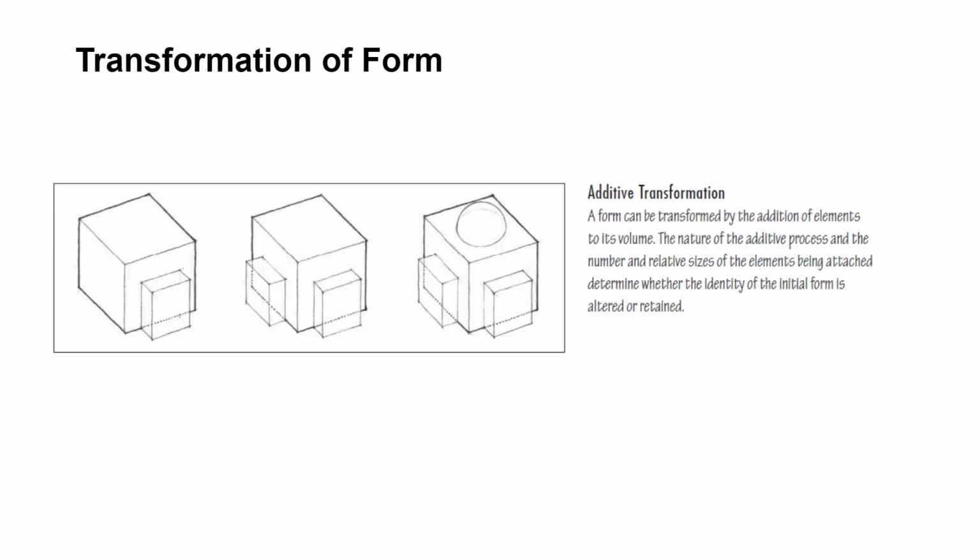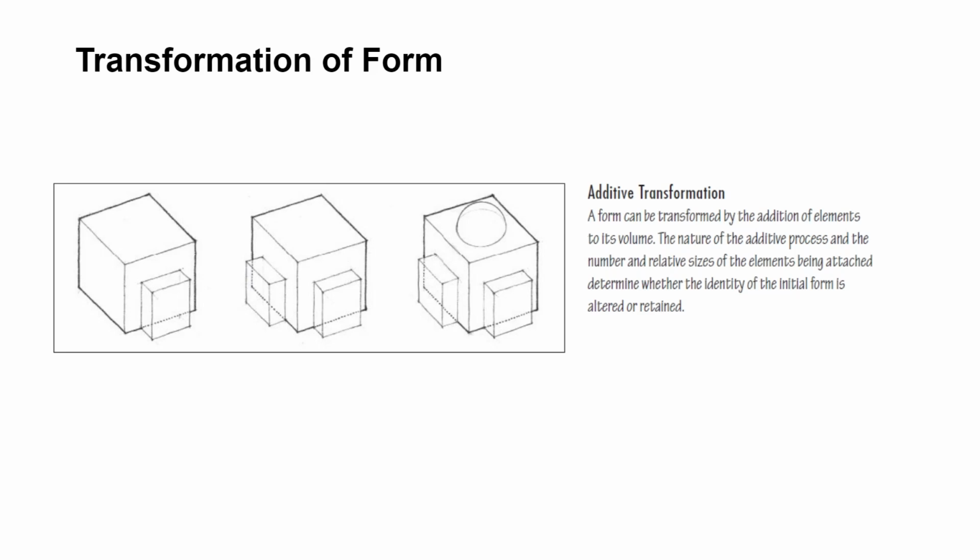So additive transformation: a form can be transformed by the addition of elements to its volume. The nature of the additive process and the number and the relative sizes of the elements being attached determine whether the identity of the initial form is altered. This is very visible when it comes to extensions, or maybe additions like architectural extensions or house renovations. This is very much how we experience it, or even with additions to tweaks in forms or design.